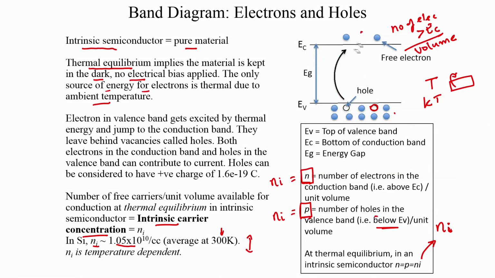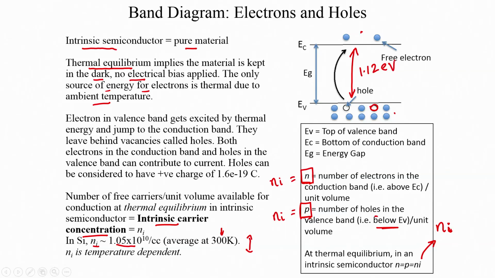So, just before we conclude this discussion, one more finer aspect. In the case of silicon, for example, the energy gap is of the order of 1.12 electron volt. That is the energy gap in 3-dimensional crystalline silicon. Now, at 300 Kelvin, what is the order of the thermal energy provided to the electron?